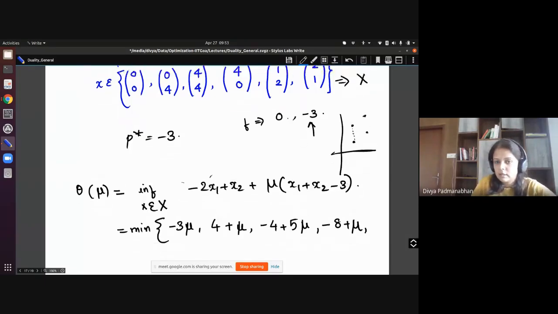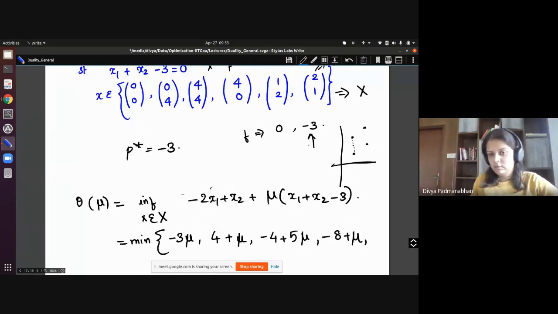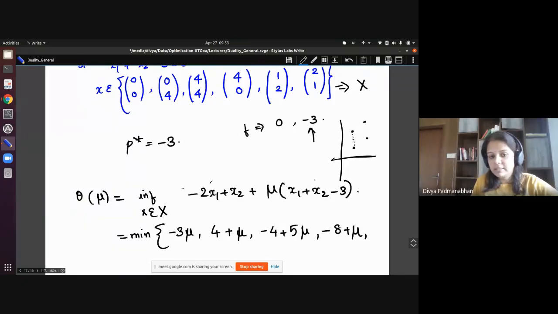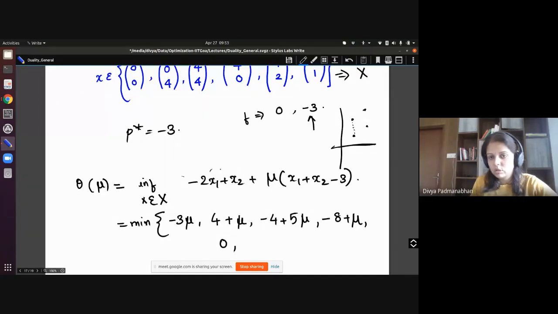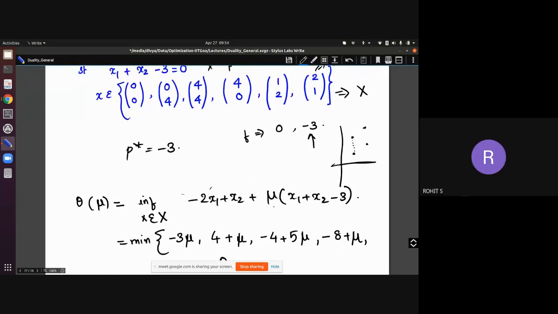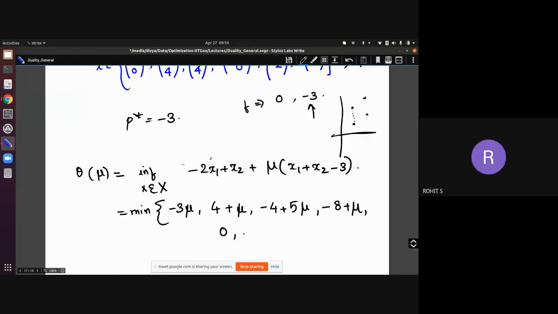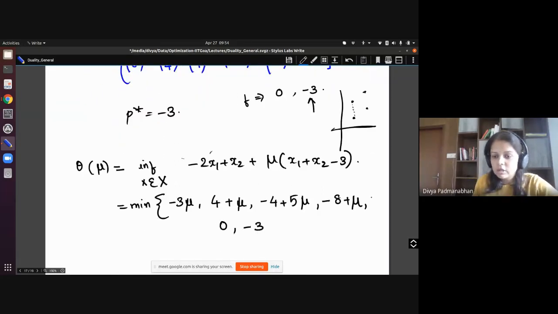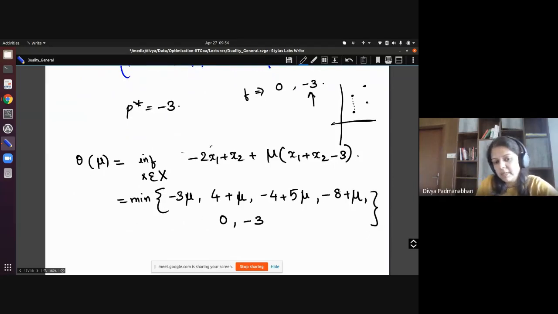Now the other two. This constraint will be 0. Now here, 1, 2, this will give 0, so minus 2 plus 2, so 0. And the last one, minus 3 plus nothing. This also vanishes because this constraint is satisfied. Okay, so you have that, it's a min of all these functions. That is the dual function.